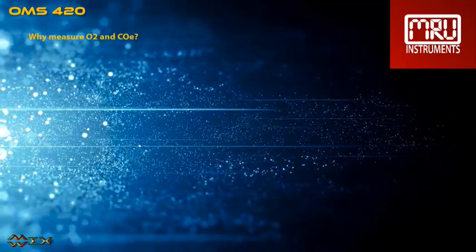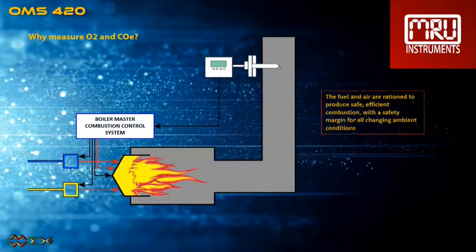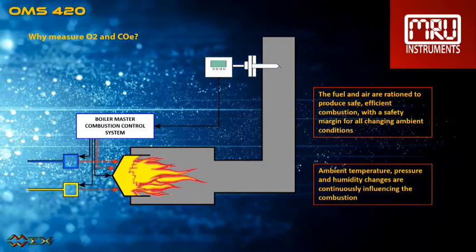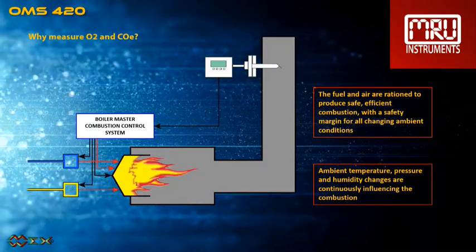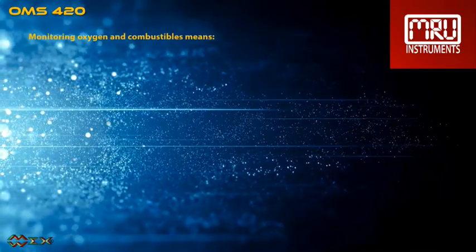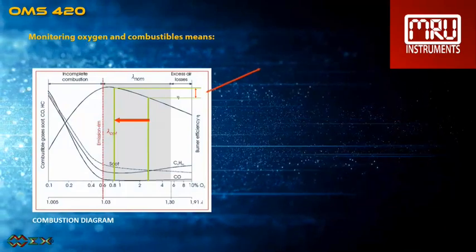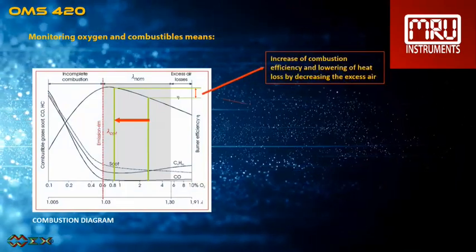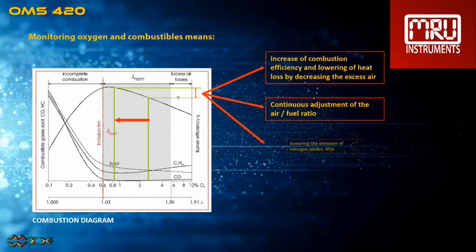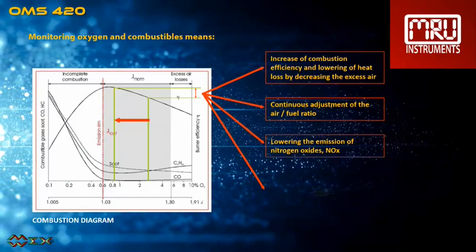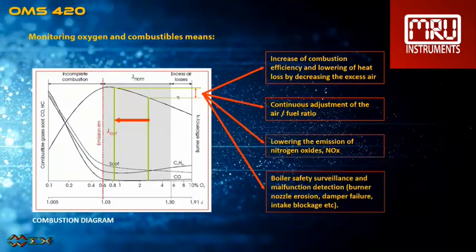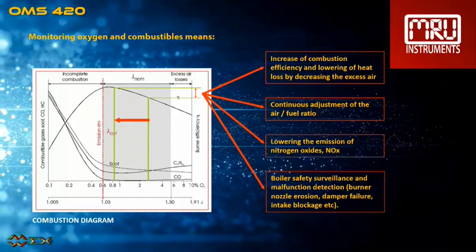So why measure O2 and COe? The fuel and air are rationed to produce safe, efficient combustion, with a safety margin for all changing ambient conditions. Ambient temperature, pressure and humidity changes are continuously influencing the combustion. Monitoring oxygen and combustibles means increasing combustion efficiency and lowering heat losses by decreasing the excess air. Continuous adjustment of the air-fuel ratio, lowering the emission of nitrogen oxides, NOx. Boiler safety surveillance and malfunction detection, for example, burner nozzle erosion, damper failure, intake blockage, etc.